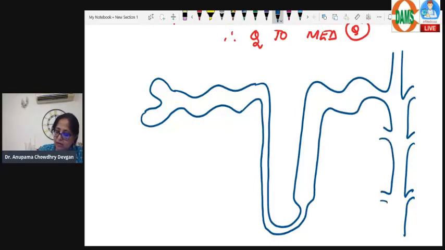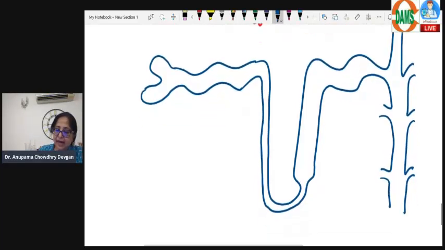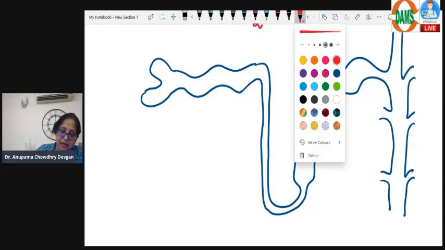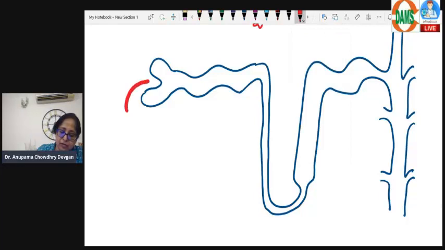Right? The nephron here. And let's see now what happens here. If you look at this, this is the afferent arteriole. It forms the glomerular capillaries, which form the efferent arteriole.